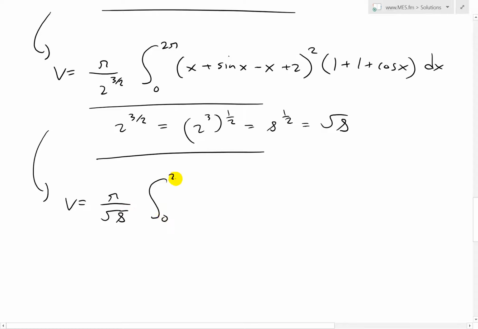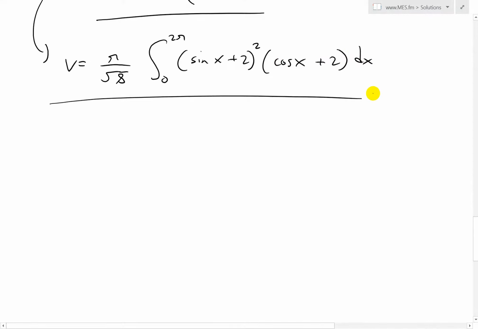times 0 to 2 pi. The x's cancel. We're just left with sine x plus 2 squared, and then the 2's add up, so cos x plus 2 dx. So now what we're going to do is FOIL this all out. I'll just simplify it by writing this integrand by itself: sine x plus 2 squared times cos x plus 2.